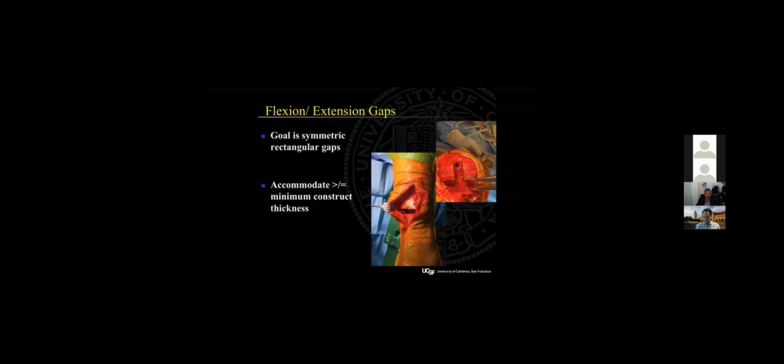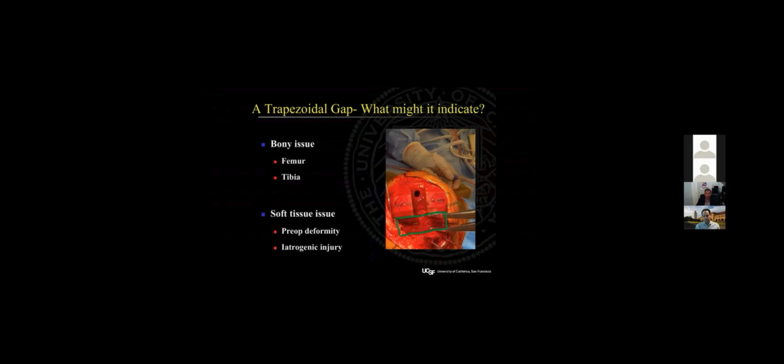Next, you can check your flexion extension gaps with one of these spacer blocks, with the goal of obtaining symmetric rectangular gaps that accommodate at least the smallest composite thickness of your system. While our goal is a rectangular gap, what if you get a trapezoidal gap? What does that imply?